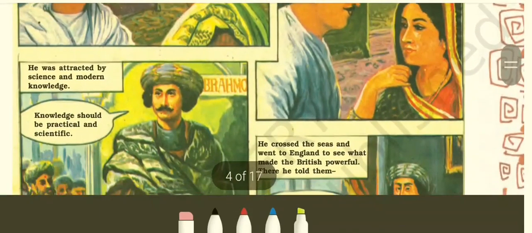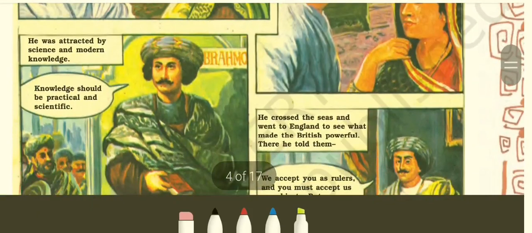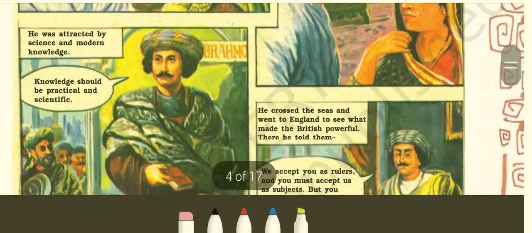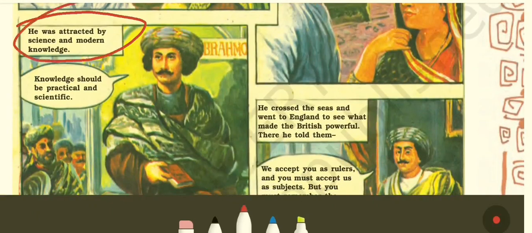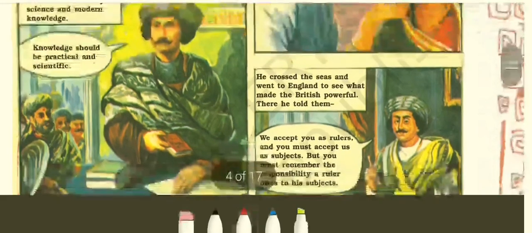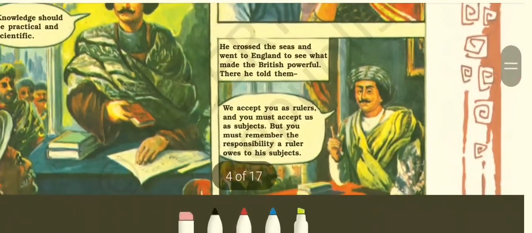Okay. Now what happens? Let's find out. He was attracted by science and modern knowledge. This is important. Science and modern knowledge attracted him. He wanted to learn. This is what class, develop the ability to learn, be inquisitive. So he says knowledge should be practical and scientific. Practicality and science-based education is what he wanted to propagate.